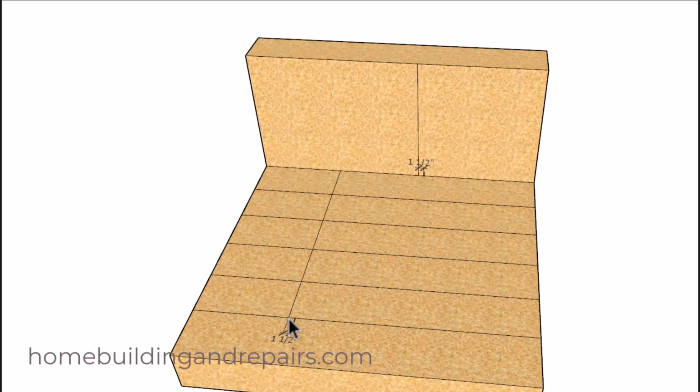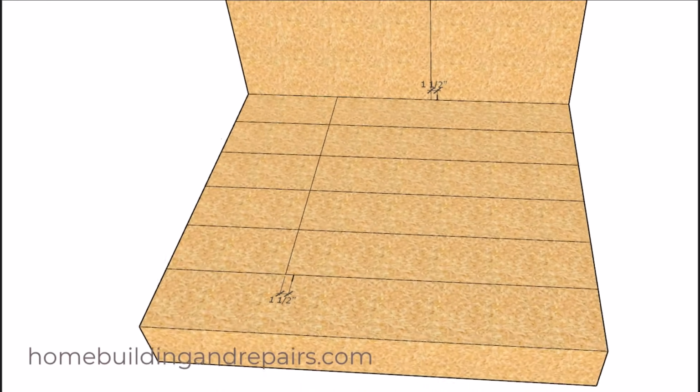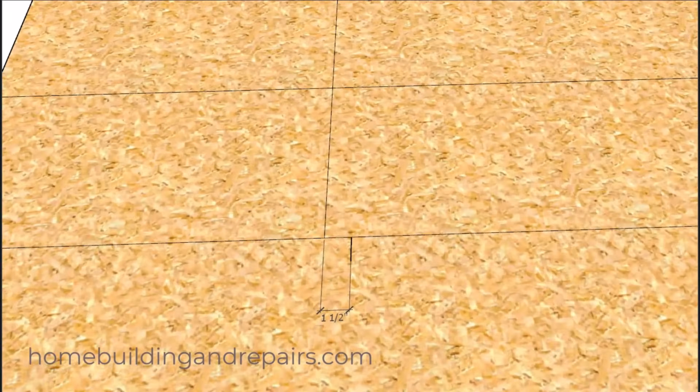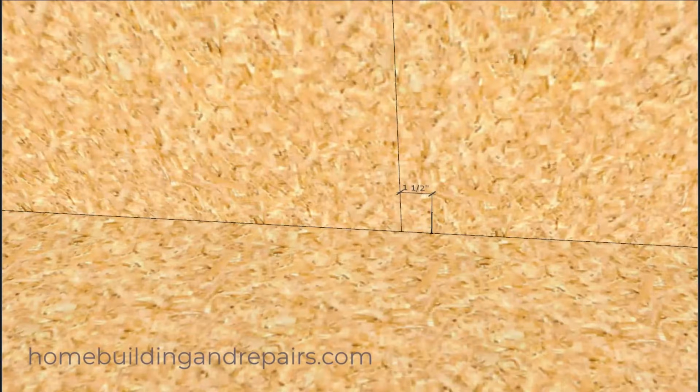Then we're going to take the width of the stair stringer lumber. In our example, we're going to be using a 2x12. That's going to be 1.5 inches wide. And that would look something like this if we zoomed in at the bottom, or something like this when we zoom in at the other side.